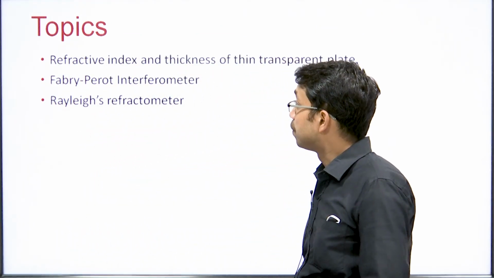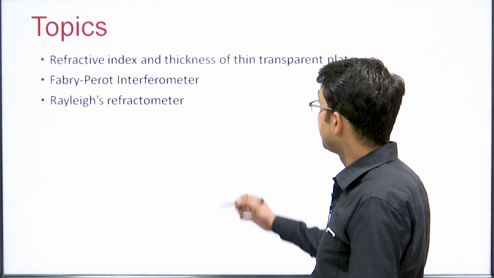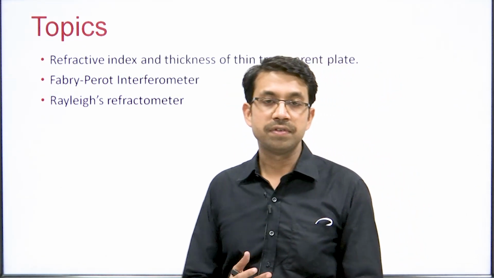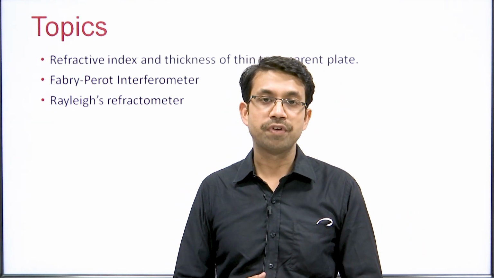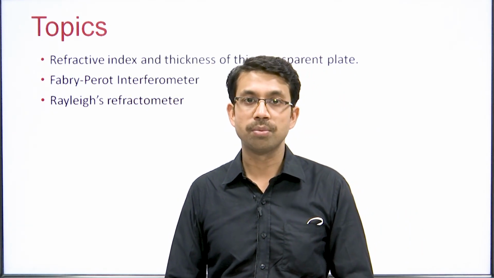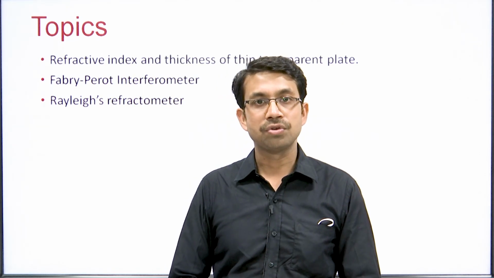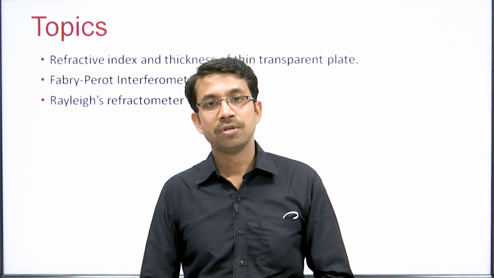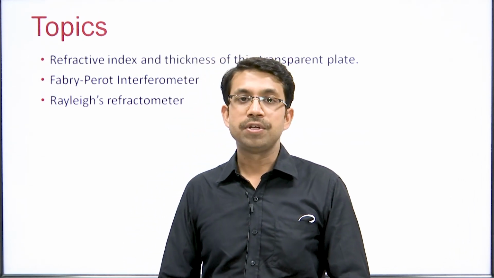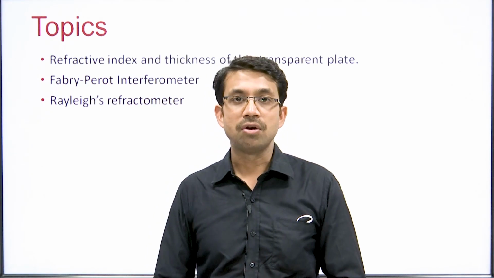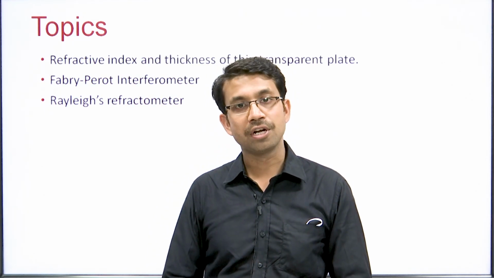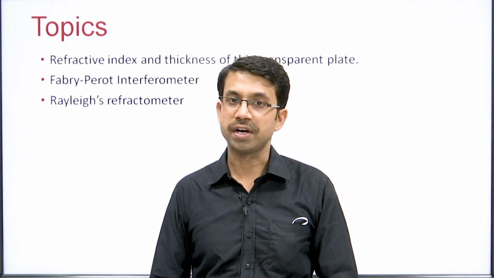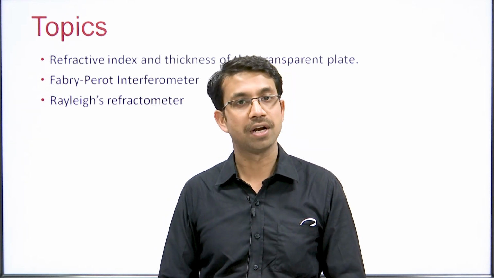So, the topic for this lecture is the refractive index and thickness of a thin transparent plate. We have seen how to find the unknown wavelength of monochromatic light. Also, we saw how to resolve two spectral lines of monochromatic light. Now, the next application: we shall see how to find the thickness of a thin transparent plate, and if we know the thickness, how to find the unknown refractive index of the transparent glass plate.